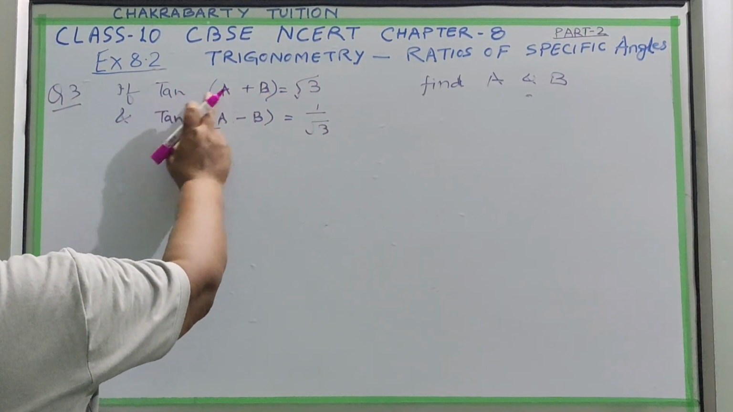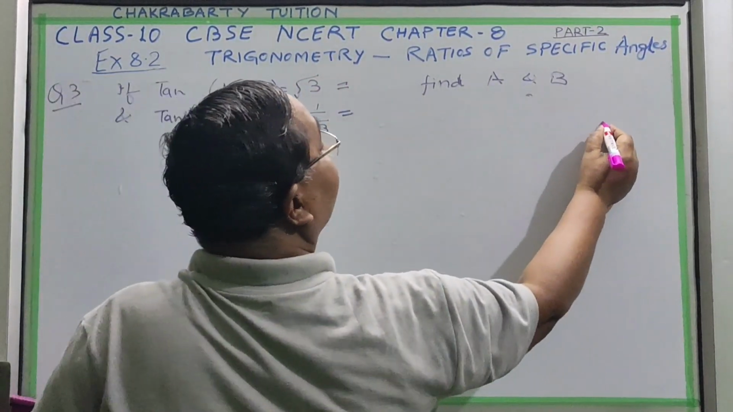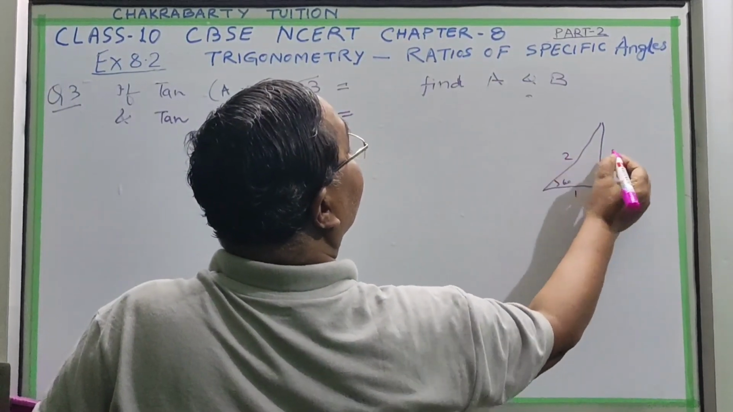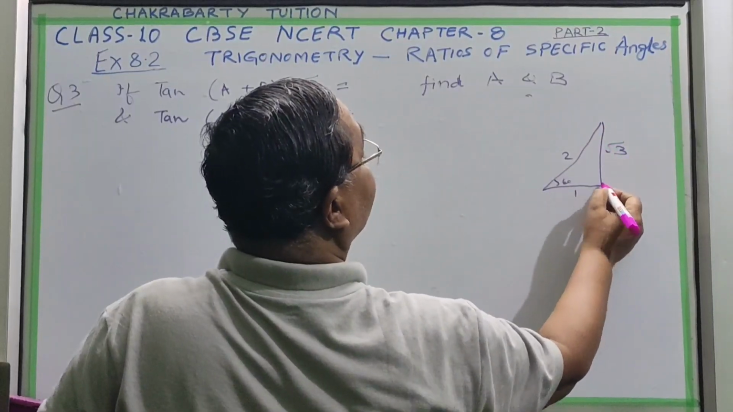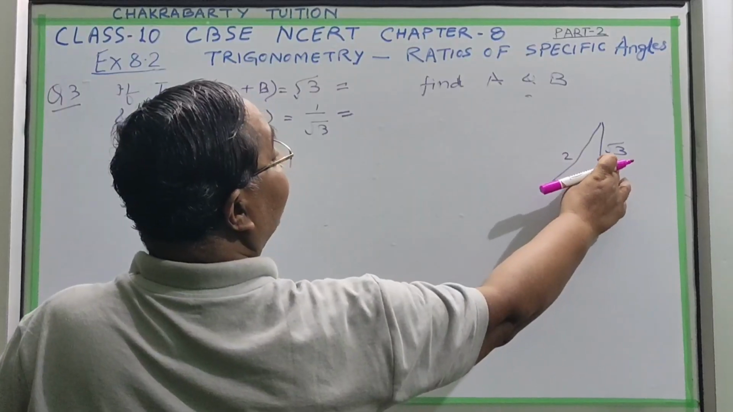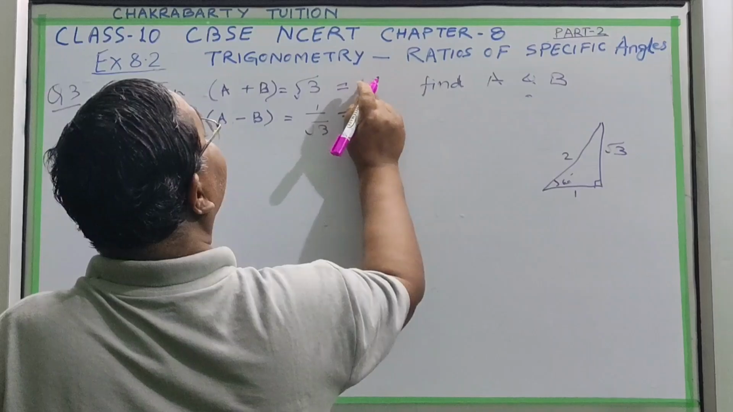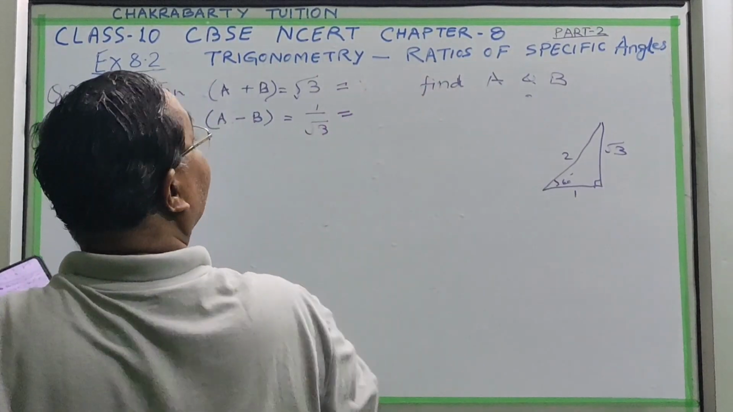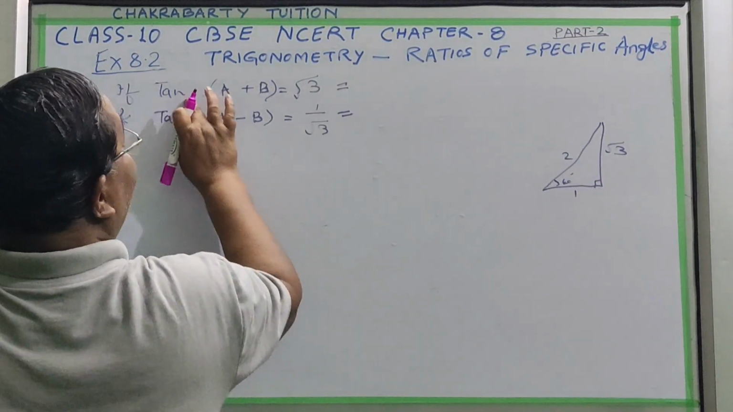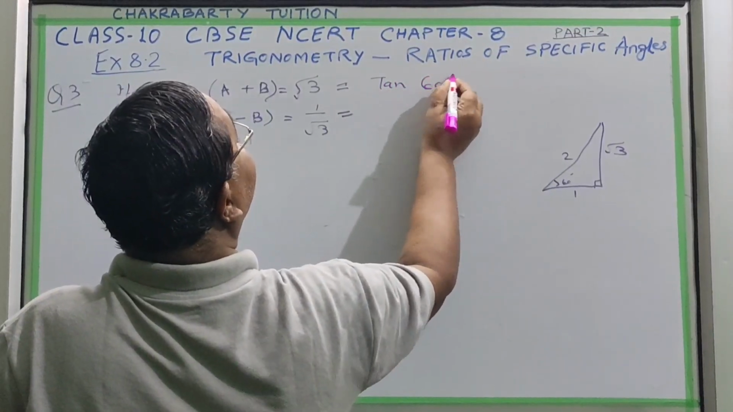So here it is given under root 3. Under root 3 is equal to what? Under root 3 is equal to, just as we have written, it is 60 degree, 1, 2 and under root 3. So suppose it is equal to tan, we have to see. So under root 3, when it is 60 degree, it is equal to tan 60 degree. You have to see tan in this. So tan is under root 3. So tan 60 degree it becomes.